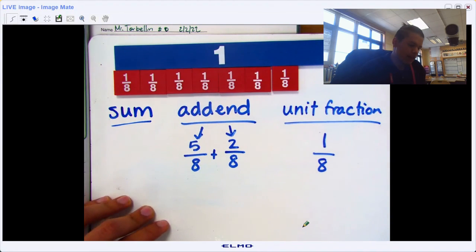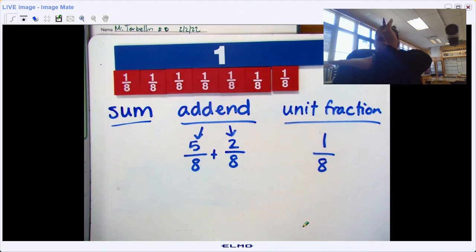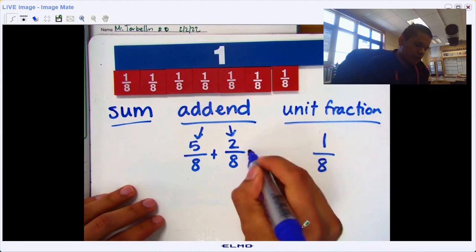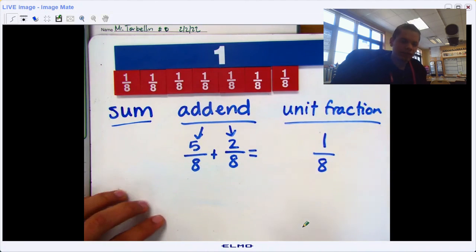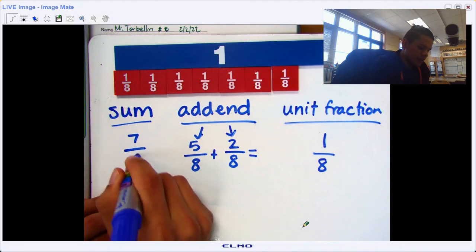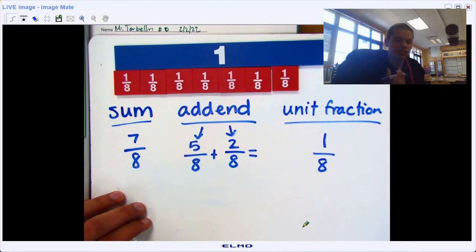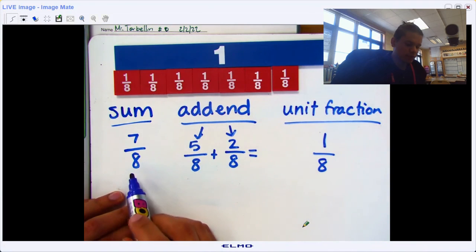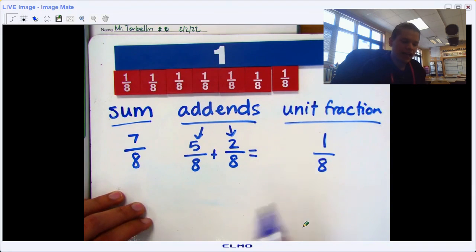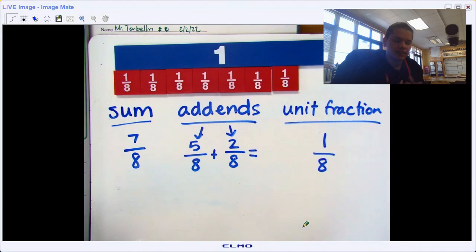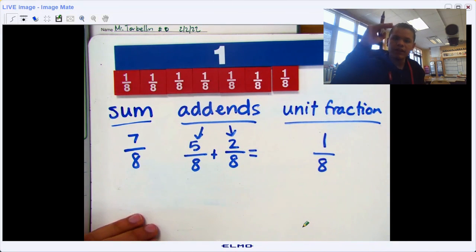All right? Now, our sum is the answer to an addition problem, okay? So when I added those up together, I had 5/8 plus 2/8. What did I get? Well, as you remember, I had 7/8. So our sum is the answer to an addition problem. Our addends, usually there's more than one, are the numbers that you are adding. And a unit fraction is just a fraction with a 1 in the numerator.